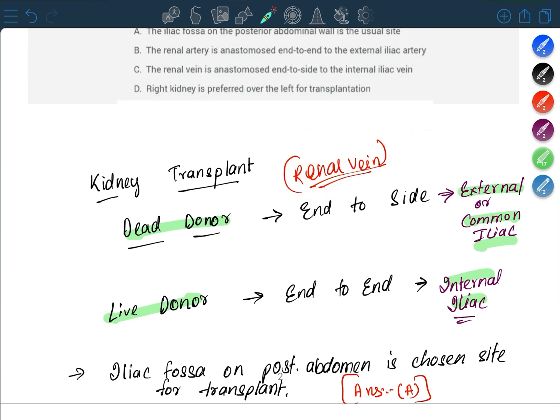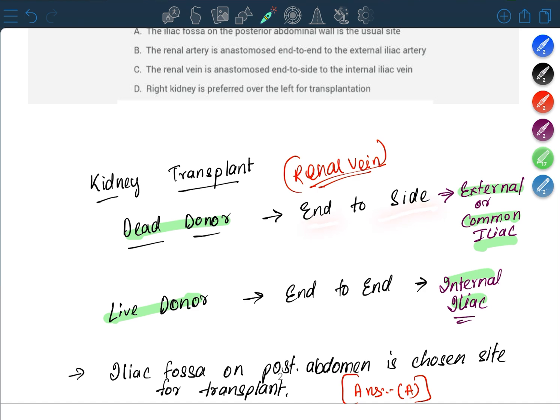And how will we remember this? The simple way I used to memorize is, suppose it is a dead donor. Dead donor means the person is dead. So what will you do to the person after taking the kidneys? You will remove the person. You will either bury or cremate or burn the person. Means you will move the person to the side. The person has died unfortunately, so you will try to remove the person to the side. So this way you can remember end to side.